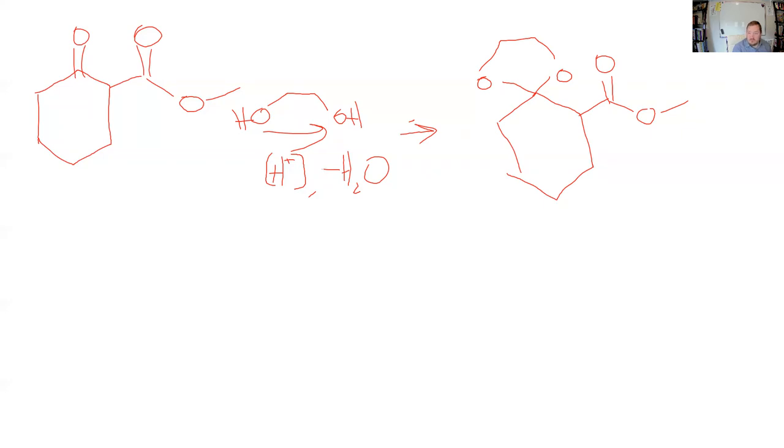Then the second step was lithium aluminum hydride, which reduces everything until your only carbon-oxygen bonds are sigma bonds. So if we take this and then expose it to LiAlH4, that's going to basically chop this whole thing off and turn it into a primary alcohol.